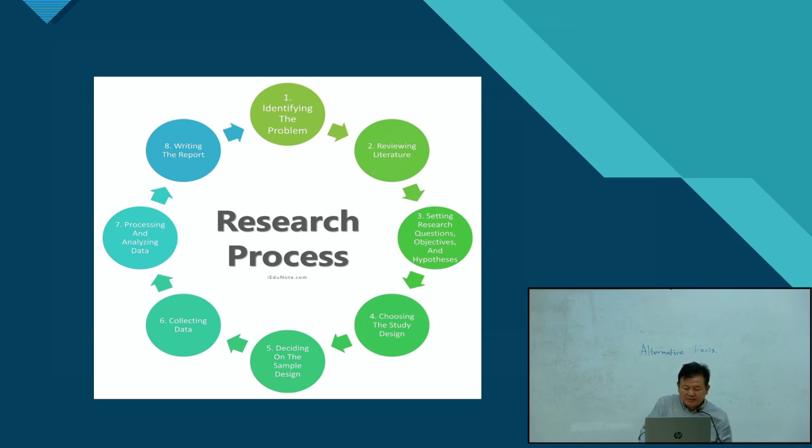And the next step is setting research questions, objectives, and hypotheses. So you should have reviewed the literature and then choose the variables or theories from the former literature. And then you set the research questions, objectives, and hypotheses.